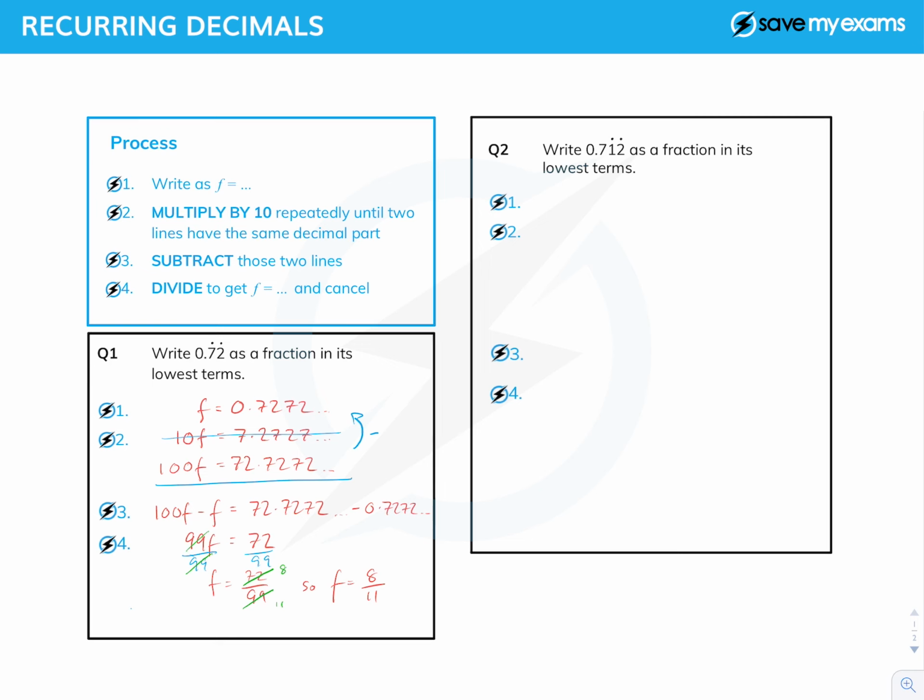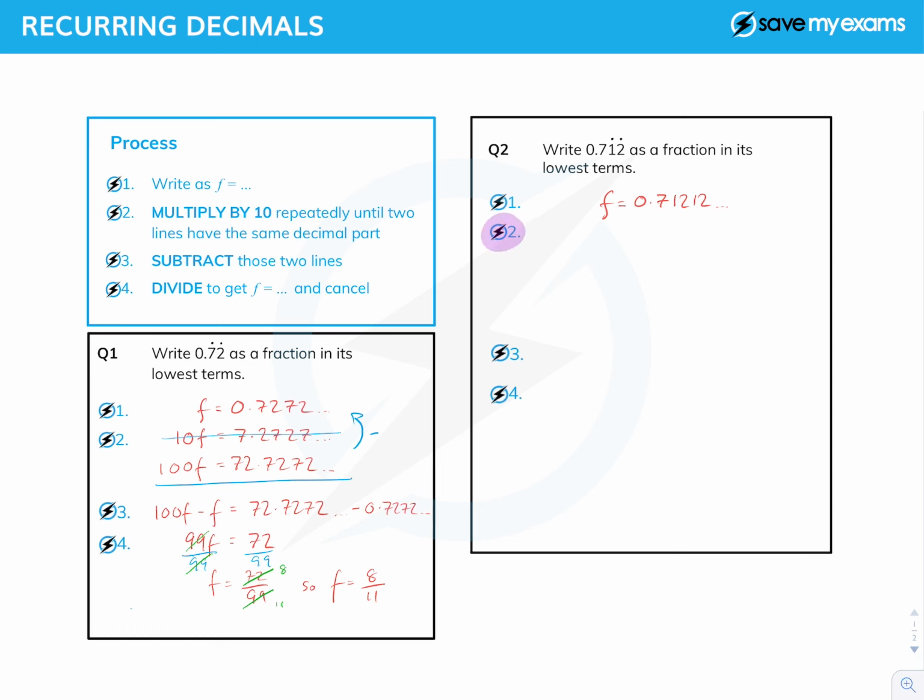And now, moving on to question 2. It's a slightly different recurring fraction, but the principle is the same. So, first of all, I'm going to write it as f equals. So I'm going to get f equals 0.7. Now it's the 1, 2 that recurs. So I'm going to write this as 0.71212, etc. in other words.